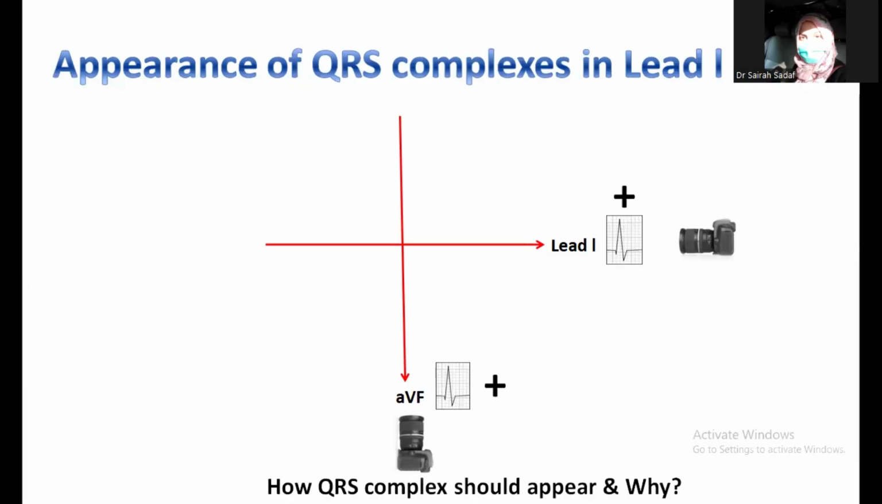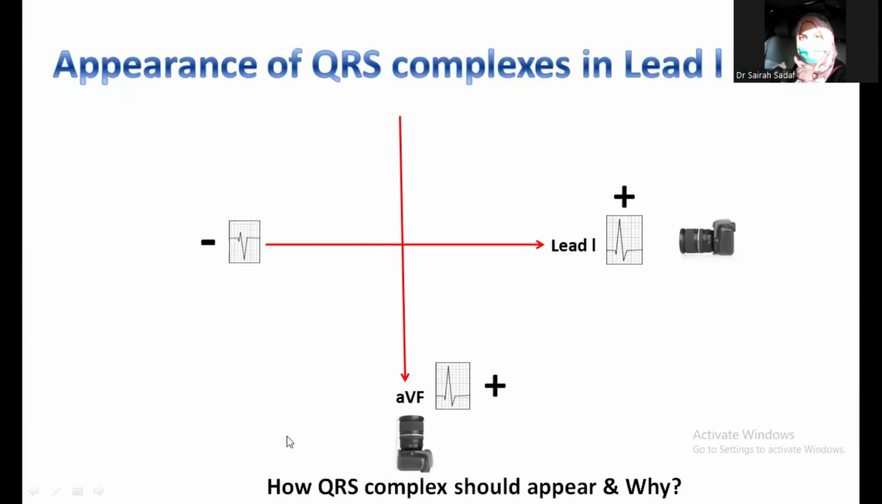Now, let's dig deeper. If there is some pathology in the lateral side of the heart, and something is wrong with the conduction pathway on the lateral side, and let's suppose the electrical activity has diverted to the opposite side, so instead of going towards the electrode, it starts moving away from the electrode. What will we get? We will get a negative deflection. Understandable?